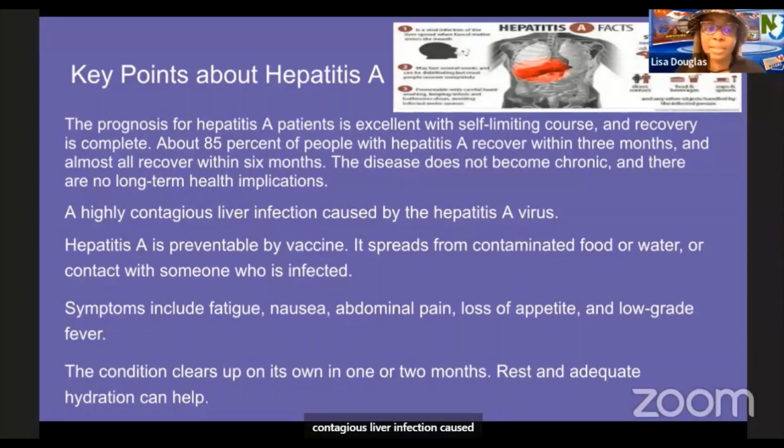A highly contagious liver infection caused by the hepatitis A virus, that's what it is. Hepatitis A is preventable by vaccine. It spreads from contaminated food or water or contact with someone who's infected. Symptoms, again, may include fatigue, nausea, abdominal pain, loss of appetite, and low-grade fever. The condition clears up on its own. As I stated before, rest and adequate hydration can help.